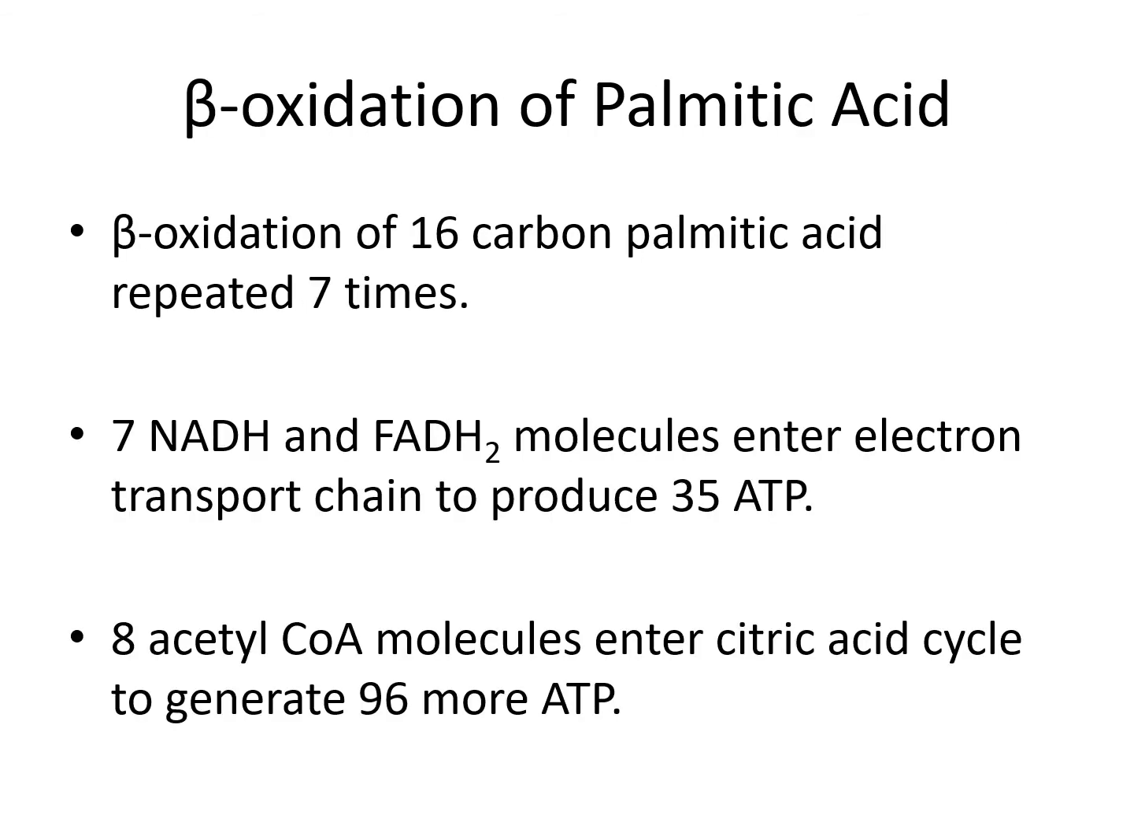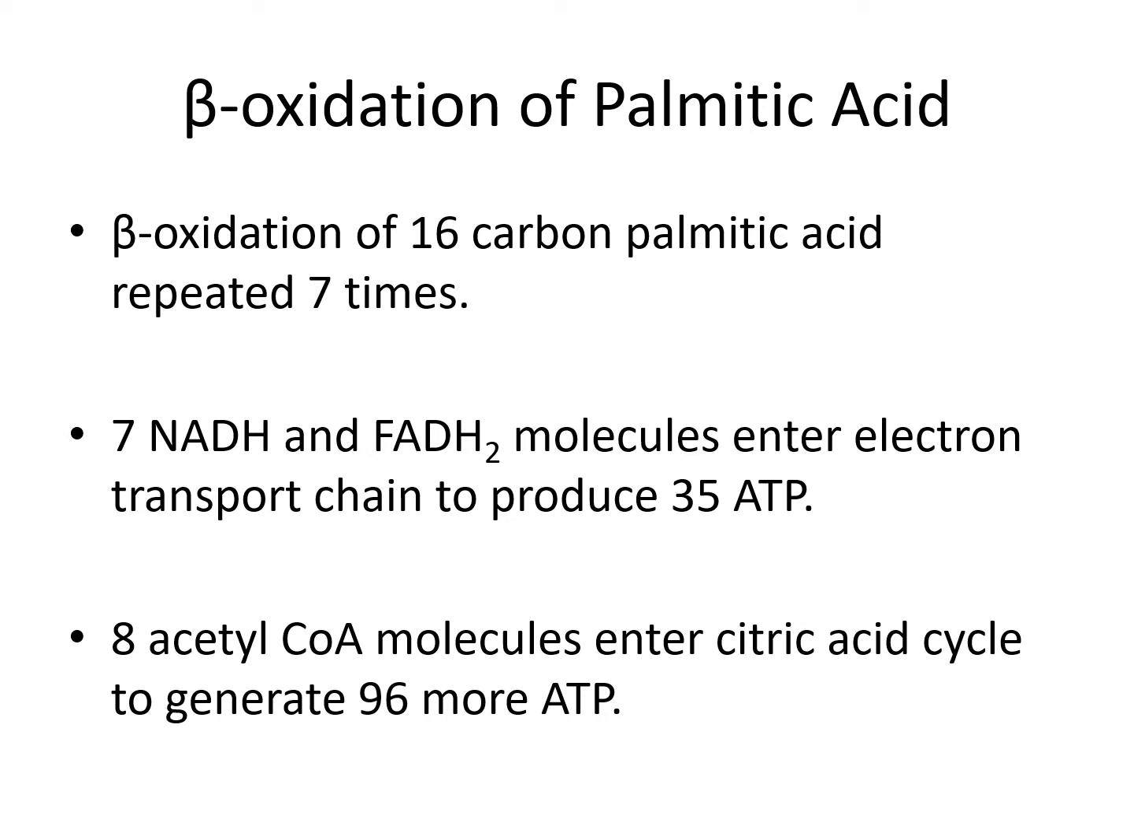Okay, so for example, if we have palmitic acid, which is composed of 16 carbons, beta oxidation will occur 7 times, because after the 7th time, you're down to 2 carbons left, and that doesn't need to be oxidized anymore. That will just be a form of acetyl-CoA itself.